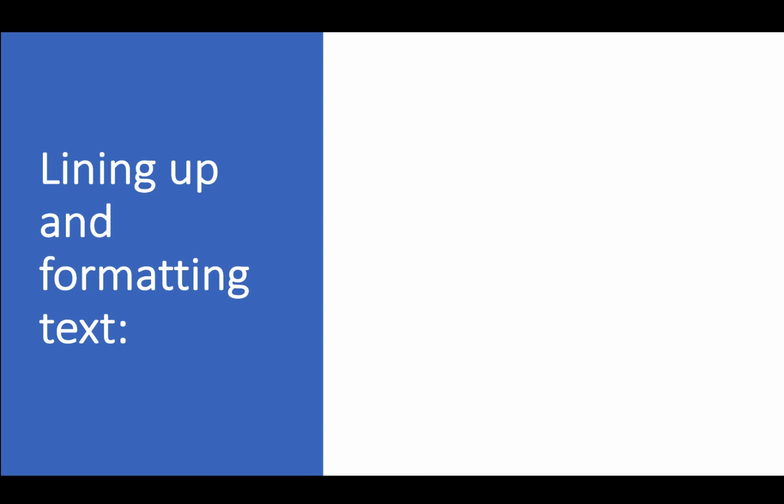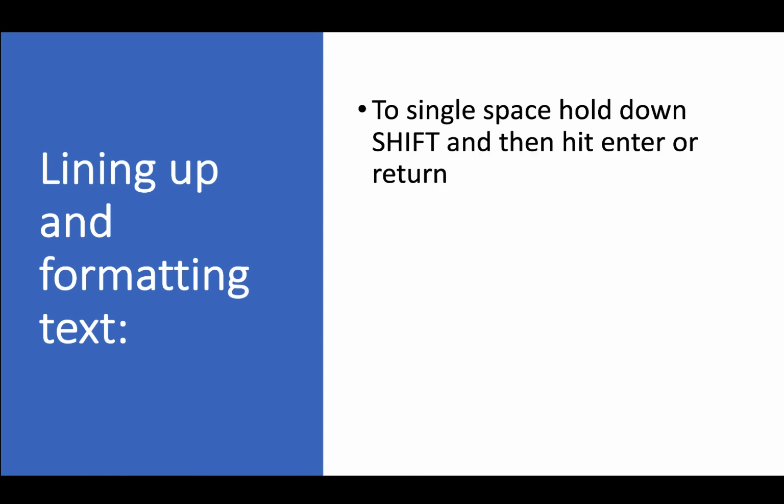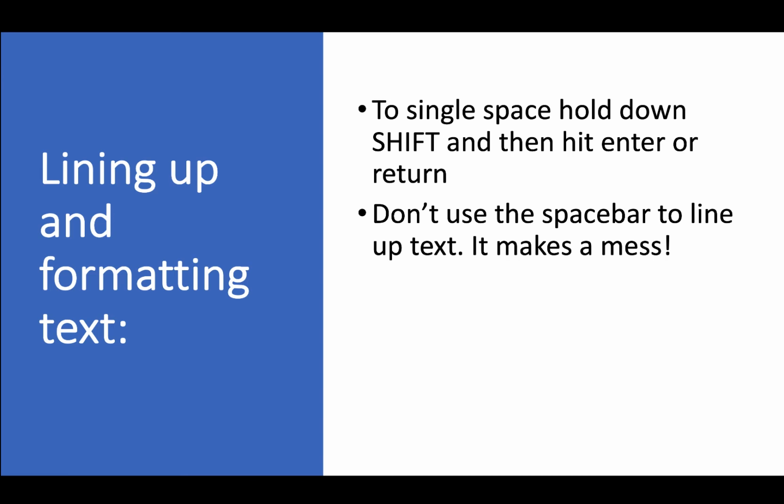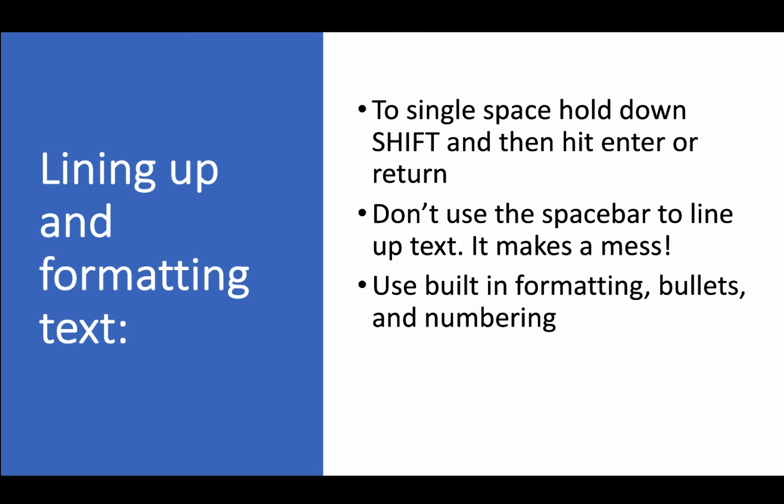When lining up and formatting the text on your web pages, there's a lot of built-in formatting. So when you hit enter, it'll do a double space. To override that double space and do a single space, you would hold down Shift and then hit enter or return. Don't ever use the spacebar to line up text because everybody's computer lines things up differently. Instead, use the built-in formatting, bullets, and numbers that are provided in the WYSIWYG.